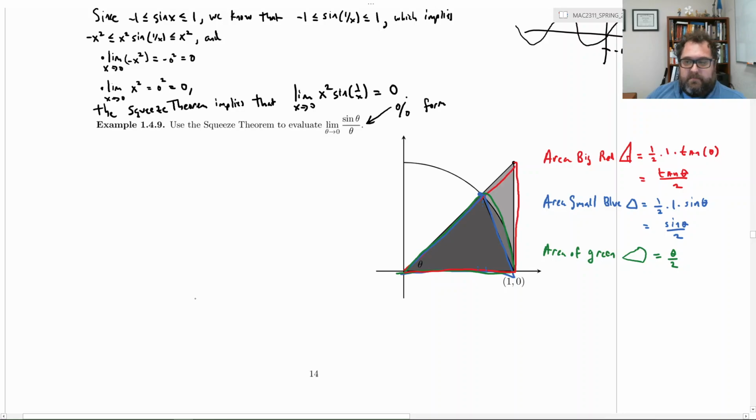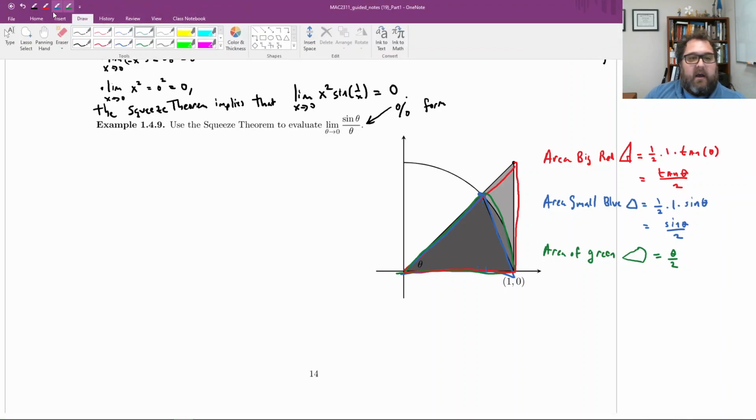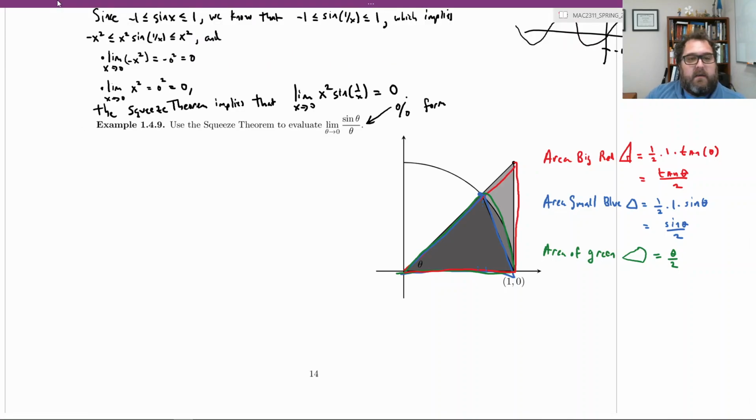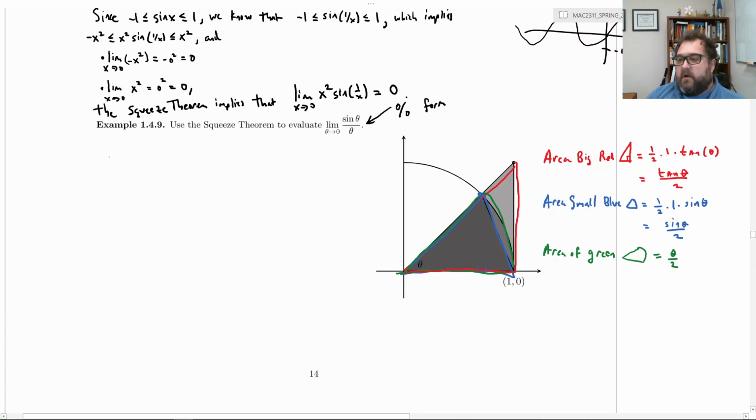This is the hard part to get usually. It's the inequality that says you have to have a middle function that's trapped between two functions on the left and right. And here's what we can say. The small blue triangle has an area of sine theta over 2. That's less than or equal to the area of the sector, which has an area of theta over 2, which is less than or equal to the area of the big red triangle, which was tan theta over 2.